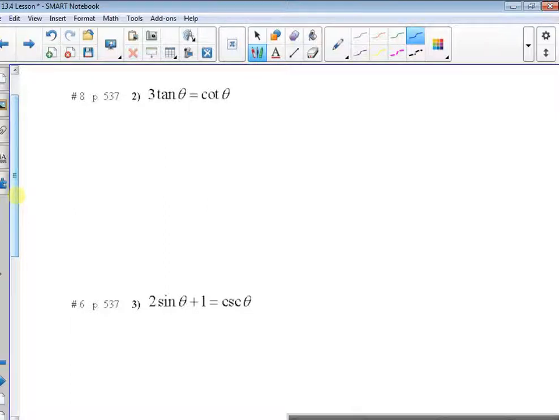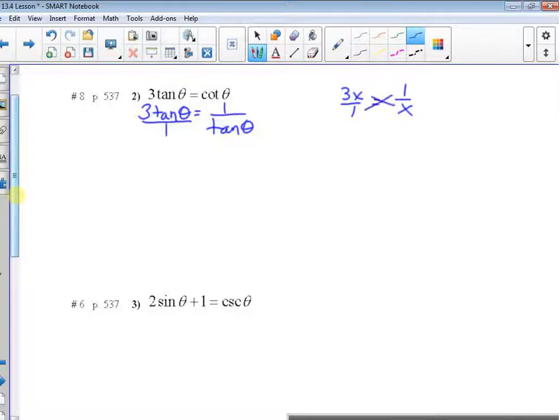Now, it really wouldn't make sense to write sine over cosine and cosine over sine, because, again, we'd have two variables. We'd have an x and a y in our problem. So I'm going to replace cotan with 1 over tan. So 3 tan theta equals 1 over tan theta. And then I have a proportion that I can solve. So it's really now like 3x over 1 equals 1 over x.